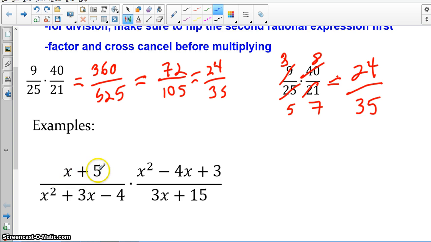So the first one, the numerator here, there's nothing to do. You can't factor that, so I'll just leave that alone. On the bottom, and here's how I'll show the work, I'll just show the factored stuff. I'll factor it below, right by where it is.